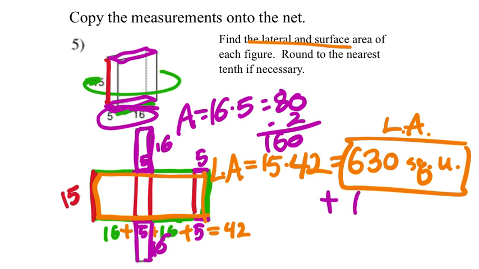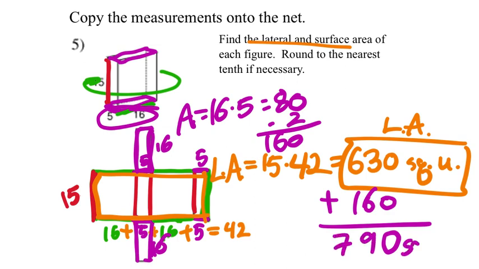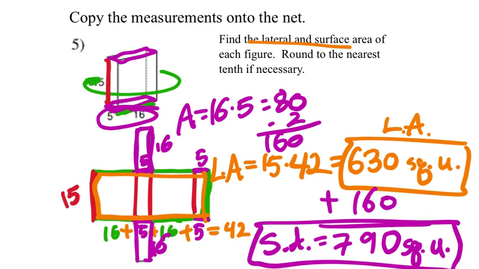So I just need to add that to the 630. And what do we get? 790 square units. So this would be the total surface area. I'm just going to write SA, surface area. Total surface area if you want. And that's the two answers we need on this.